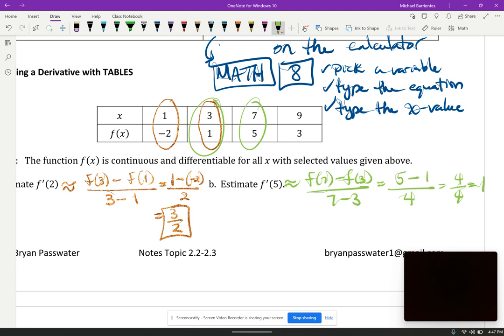And so we're able to approximate the derivative by using the difference quotient and getting some answers that are pretty good approximations based on the information we're given.